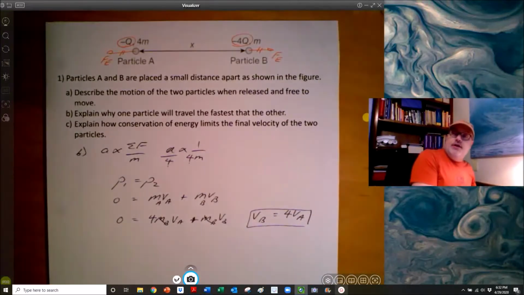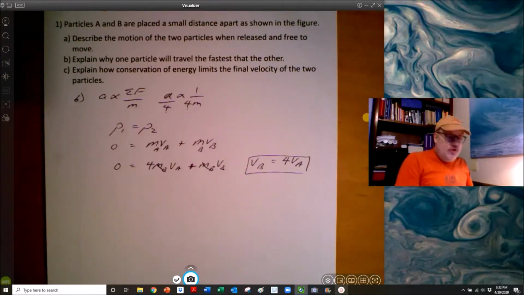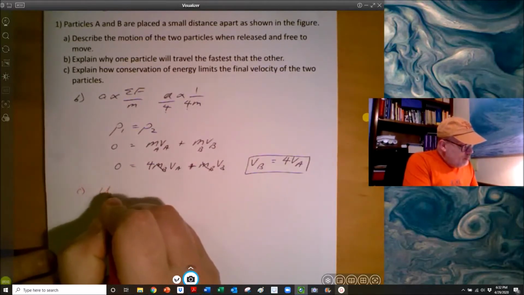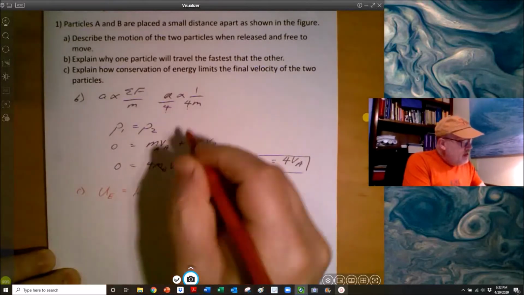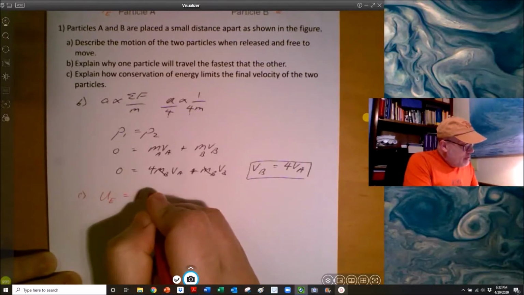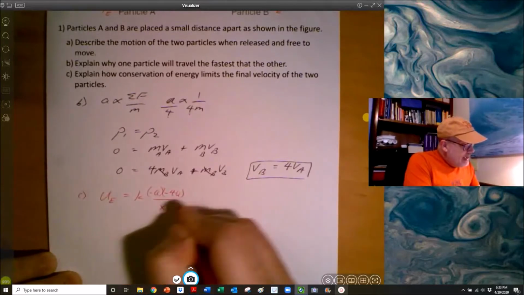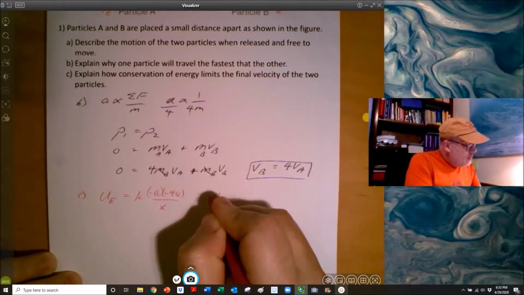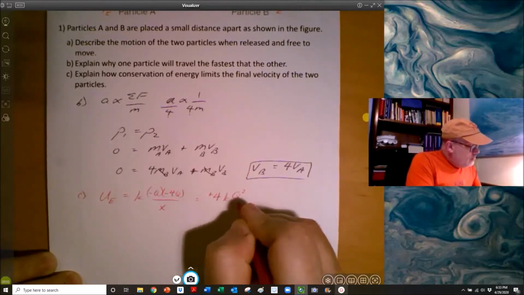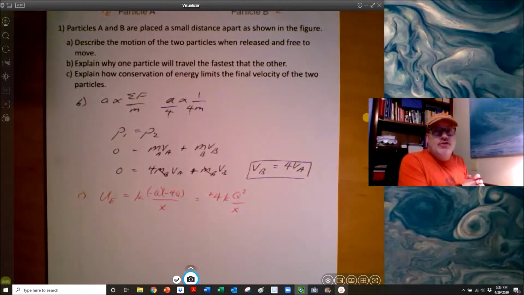Our last one says, explain how conservation of energy limits how fast these two will eventually go. Think about it for a second. We have a certain amount of electric potential energy built up. It's actually kQQ over r, and so that will be a negative Q and a negative 4Q over x. So that's positive 4kQ squared over x. That's the amount of energy we begin with. For our system, that's all the energy we're ever going to have.